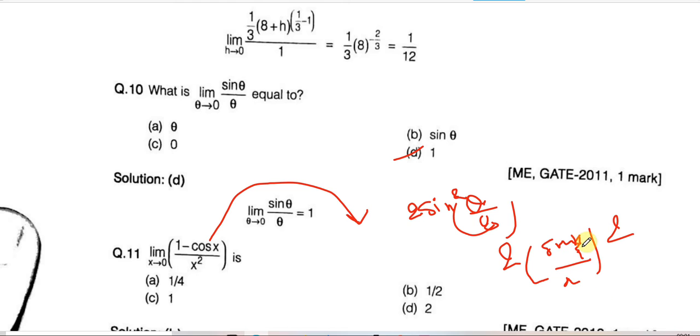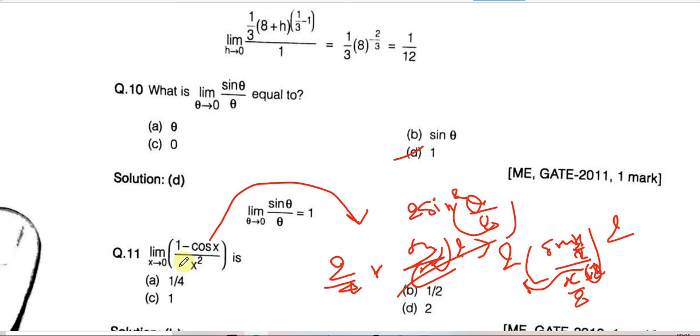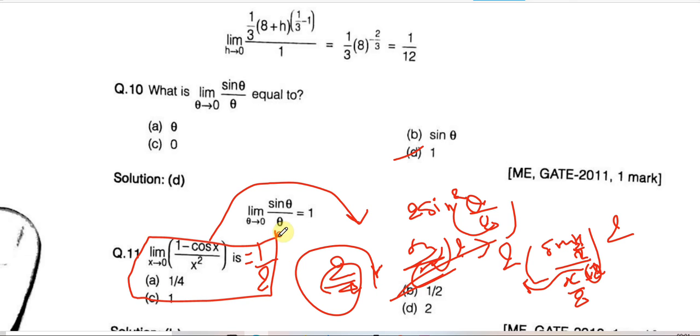But here sin x by 2 is there, so what we can do, we can divide by 2 and multiply by 2. So this multiplication 2 will come here. So 2 divided by 4 into (sin x by 2 upon x by 2) whole square. This term will be 1, since x approaches 0, so it will be 1, and 2 by 4 means 1 by 2 is the answer. This formula you have to remember. This is a very general formula: (1 minus cos x) upon x square, as x approaches 0, is half.